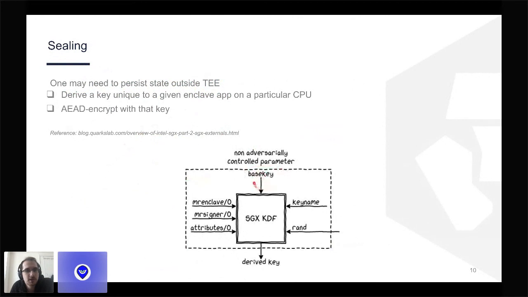There's a key that's fused on the CPU, and if you wanted to get that key, you'd destroy the CPU. Other parameters, for example the enclave measurement or the signature of the enclave application, are used as input to a key derivation function that gives you a unique key that only the enclave can derive on that particular machine. So it's always per CPU. If you're interested in more, there's a great blog post series by Quarkslab that goes into more detail about the internals and externals of SGX.